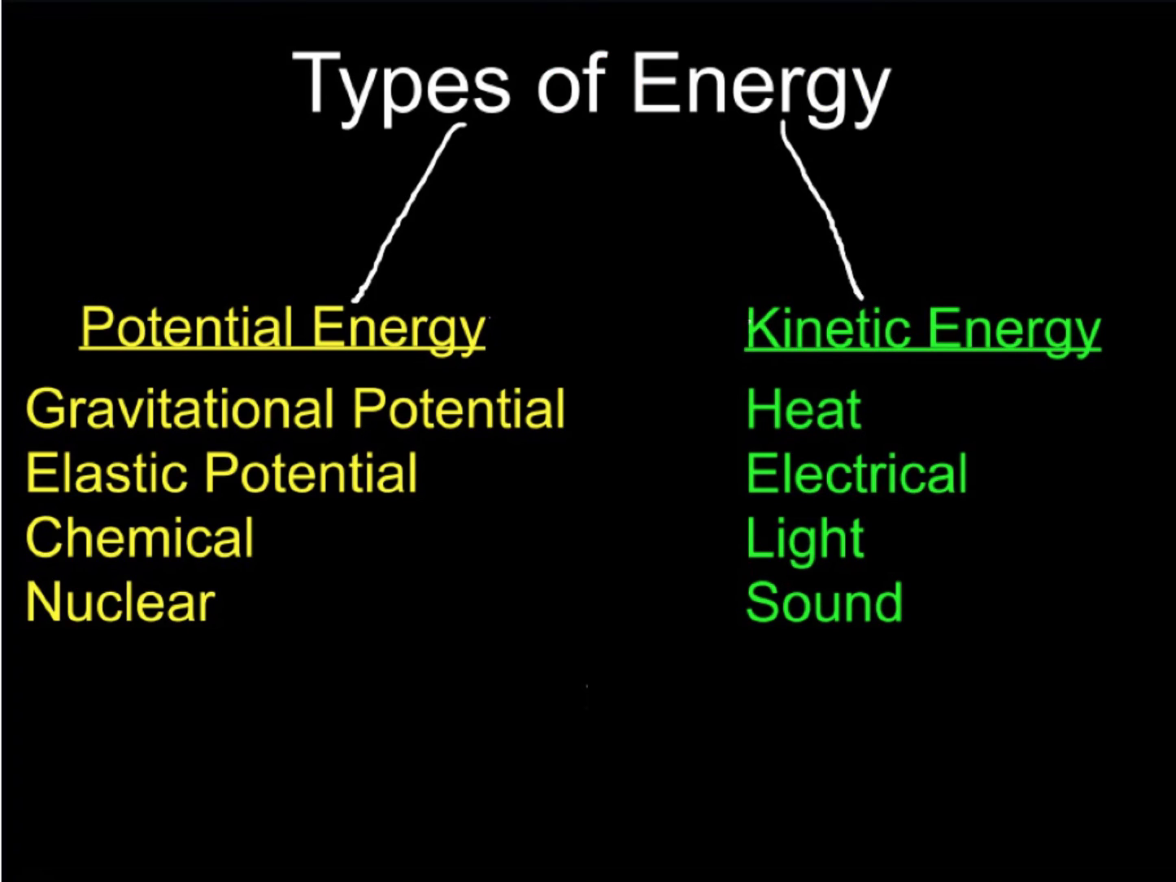A quick review, the types of energy. We have potential energy. Our category under potential energy, we have gravitational, elastic, chemical, and nuclear. Remember, nuclear is almost never going to be your answer, so be careful with picking that. The other type of energy is kinetic energy. This is heat, electrical, light, and sound.